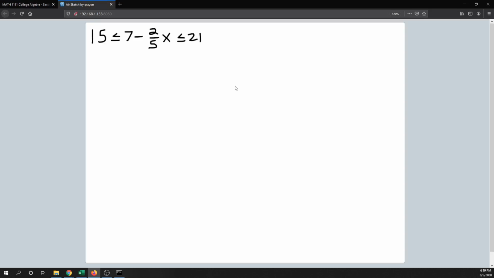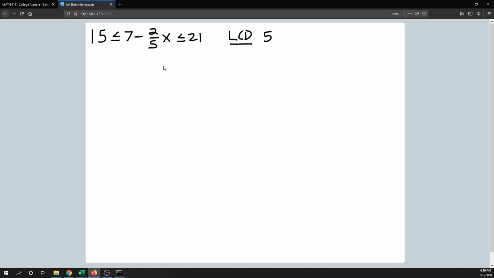All right, so here's our inequality, and just like with any linear equation that has a fraction in it, one of the things that we can do is to multiply through both sides, or in this case all three sides, by the LCD to get rid of the fractions. So in this case we really only have one fraction, right? So its denominator is going to be the LCD.